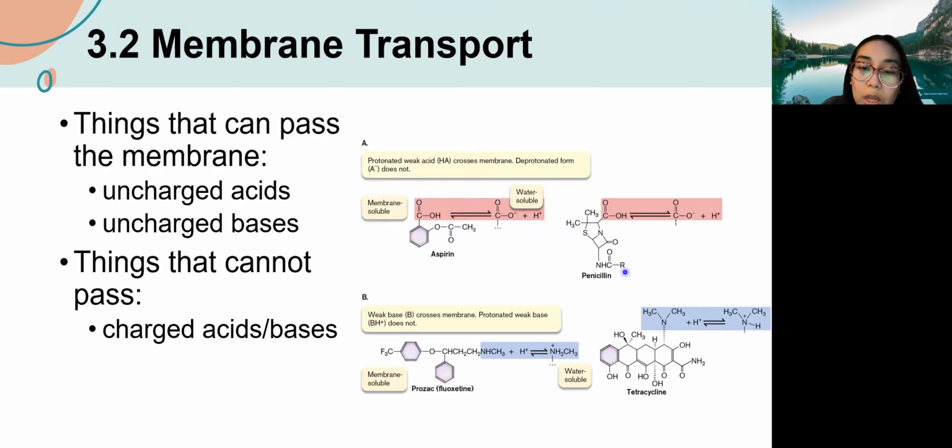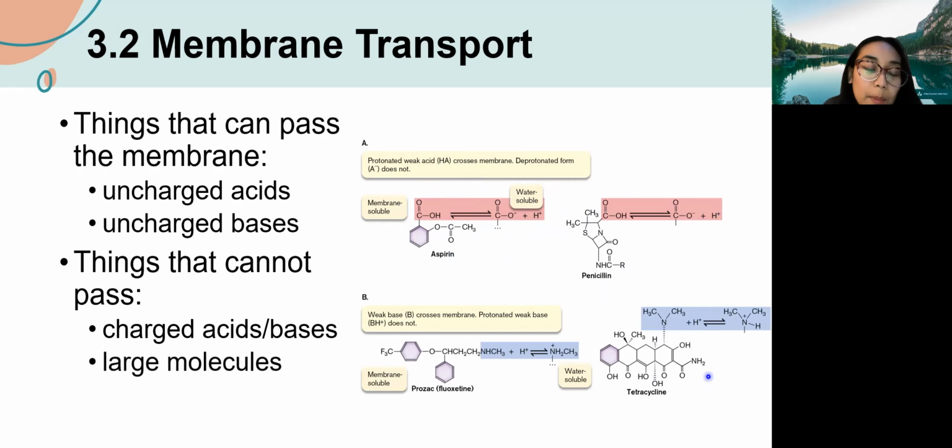So for example, penicillin has an uncharged and a charged form. And so you have to think about which form you want. Obviously, you want the uncharged form. Same for tetracycline and other drugs. Other things that obviously can't pass through the cell membrane are going to be very large molecules. So we'll talk about that.